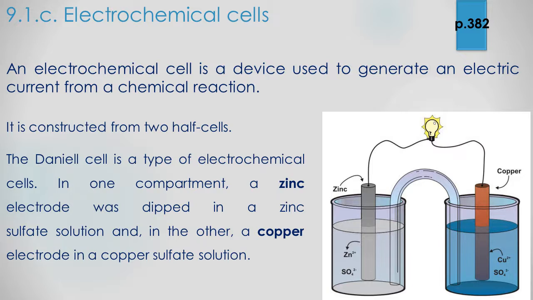As you can see, zinc is dipped in a solution of Zn2+, copper is dipped in a solution of Cu2+. The two compartments are connected, so we have a closed circuit. The two electrodes are connected via wire, and the lamp will light after the reaction starts. So the chemical reaction is converted to electrical energy.